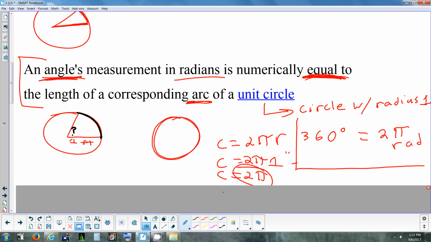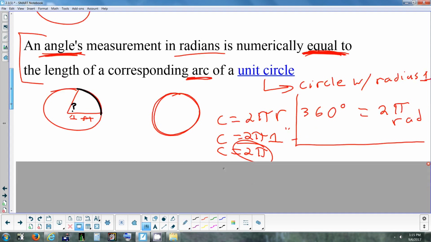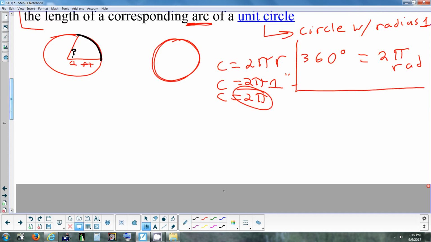If we didn't have this fact, we would be stuck. We wouldn't be able to figure this out. But using that fact, we can figure it out. So now we know in 360 degrees, there's 2 pi radians. Now we've got a connection between degrees and radians, but we're going to make it a little simpler to work with.